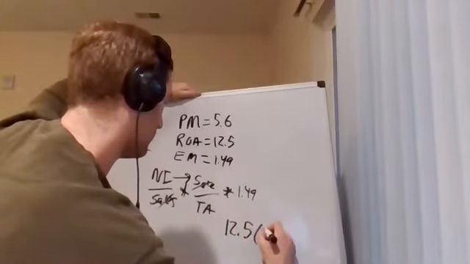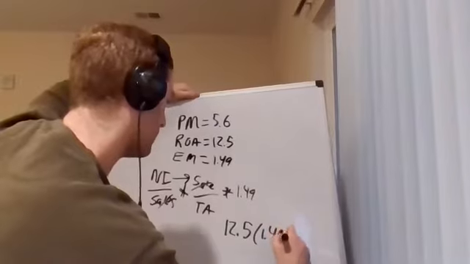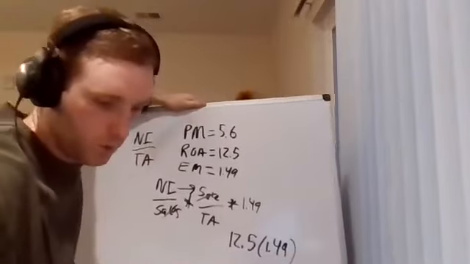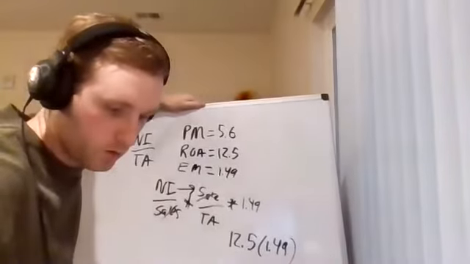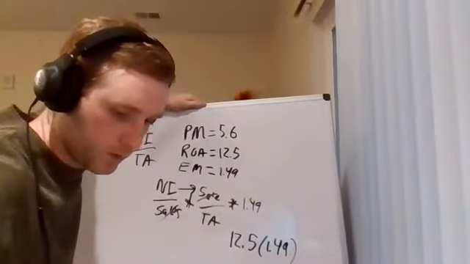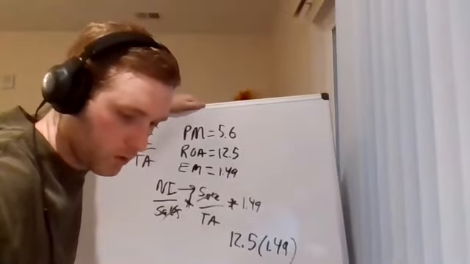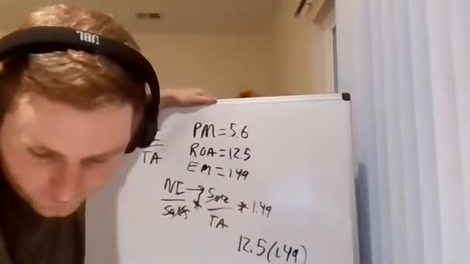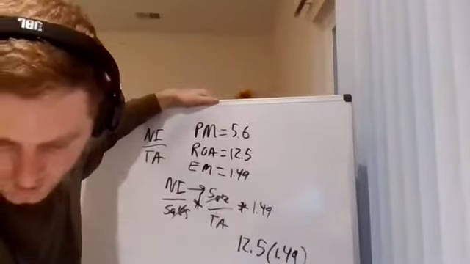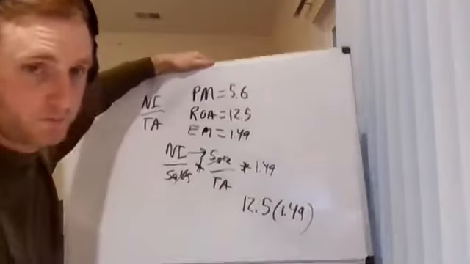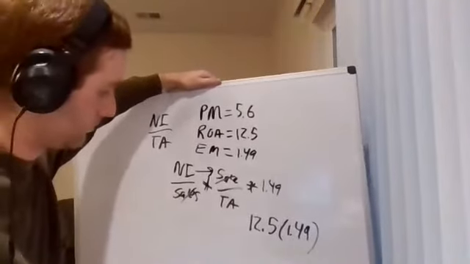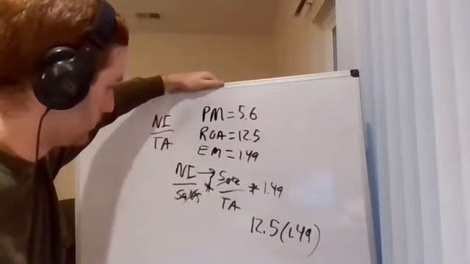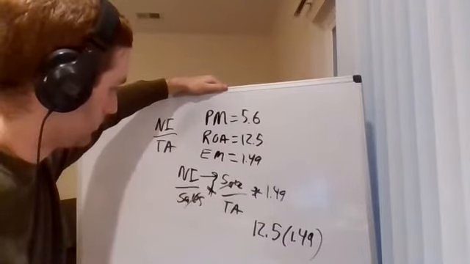So we got 12.5 times 1.49, which equals 12.5 times 1.49 equals 18.63. Which one are we looking at? 26, which is B. Greg, why are you not converting the numbers into decimal?